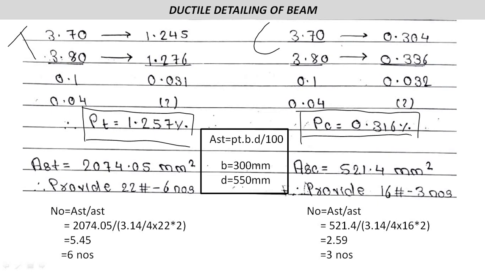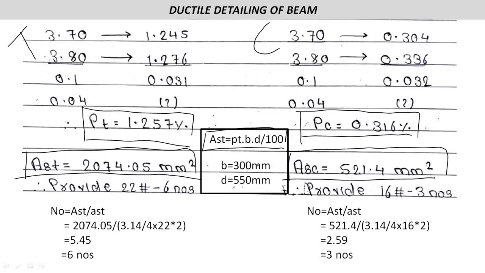Now by using this percentage of steel in tension and compression, we will find the area of steel, that is, the area of steel in tension and the area of steel in compression. It can be found by the formula AST or ASC equals PT BD by 100, where B is the width of the beam, which is 300 mm, and d is the effective depth, which is 550 mm. So we have found the area of steel in tension as 2074.05 mm square, and the area of steel in compression as 521.4 mm square.